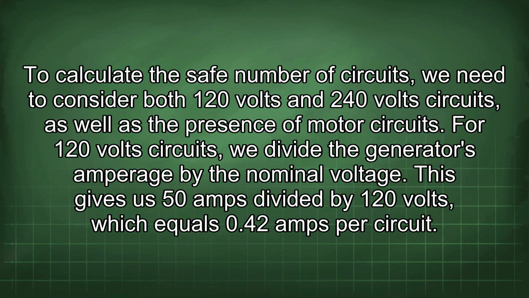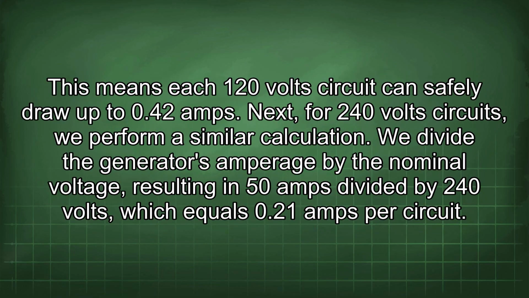To calculate the safe number of circuits, we need to consider both 120 volt and 240 volt circuits, as well as the presence of motor circuits. For 120 volt circuits, we divide the generator's amperage by the nominal voltage. This gives us 50 amps divided by 120 volts, which equals 0.42 amps per circuit. This means each 120 volt circuit can safely draw up to 0.42 amps.